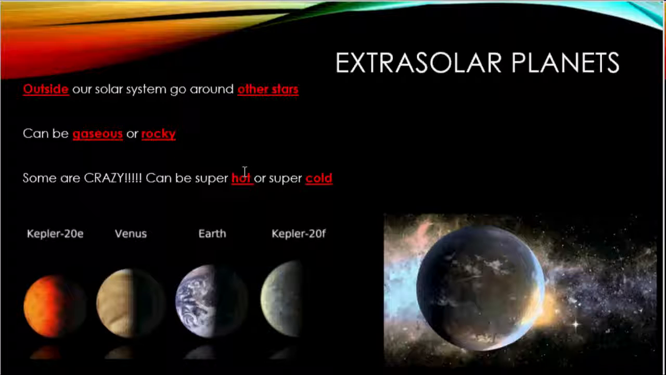Okay, so extrasolar planets are planets that are outside of our solar system, and they go around other stars. They revolve around other stars, and just like the planets in our solar system, they can be either gaseous or rocky, and some can be super hot, and some can be super cold.